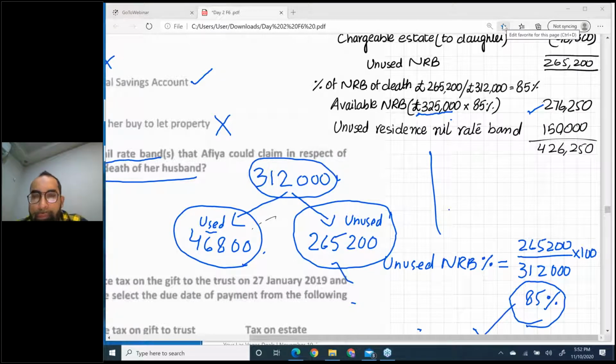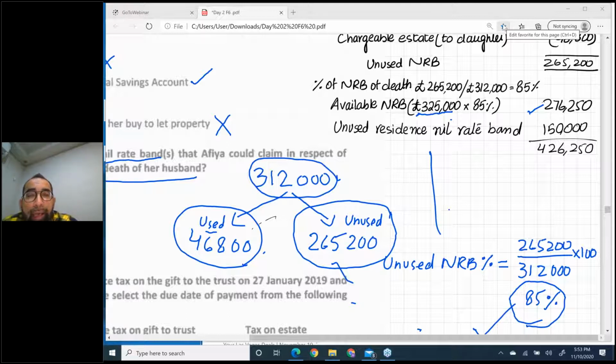Now, we calculated the unused percentage using data from 12 years back, and we applied it on the new NRB of 325,000. One thing, please look at me. The normal NRB she received from her husband is 276,250.